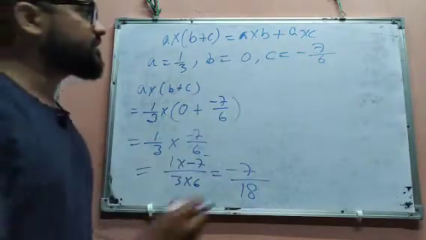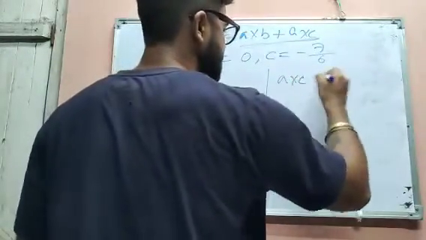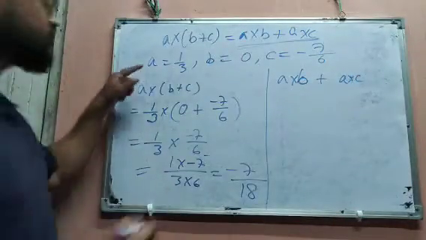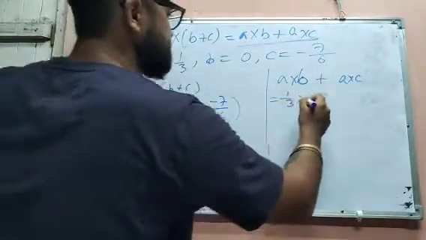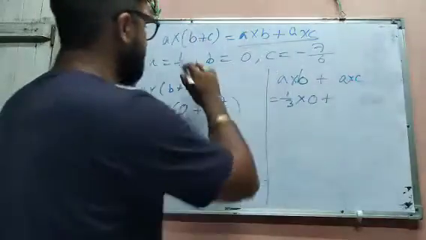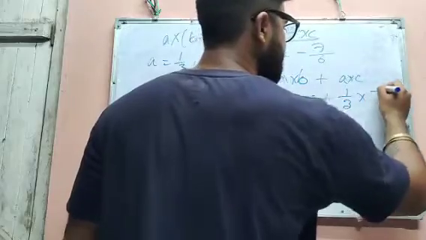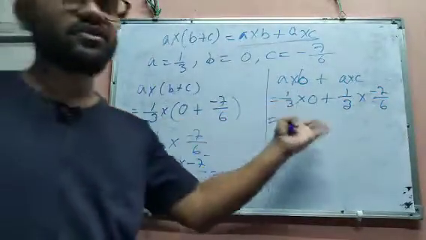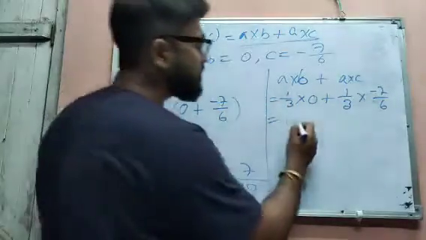Again we need to find the right hand side portion. So what to do now? A into b plus a into c. A value is 1 by 3 and b value is 0, plus a value again 1 by 3 and c value is given minus 7 by 6. So 1 by 3 into 0 is the zero property. That means any rational number multiplied with 0 gives 0 itself. So you have to write 0.